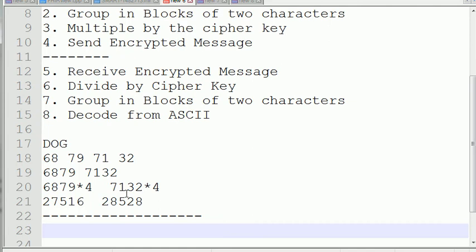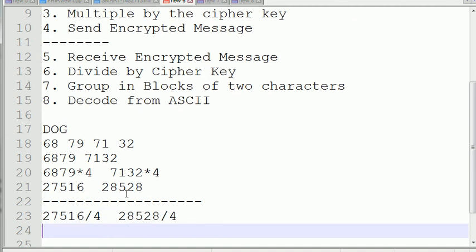And on the other end, my recipient says, oh, I got a message here. Let's decrypt the message. So I'll take that message, and I've received 27,516, and I will use the inverse of whatever the encryption is. So we're using multiplication. Well, the inverse of that is going to be division. I'll do the same thing with 28,528. Divide that by 4. Okay. And of course, that comes out to 6879, 7132.